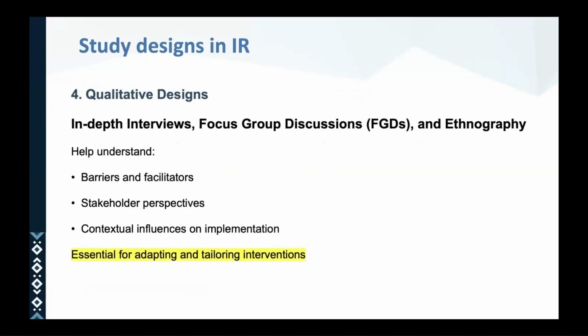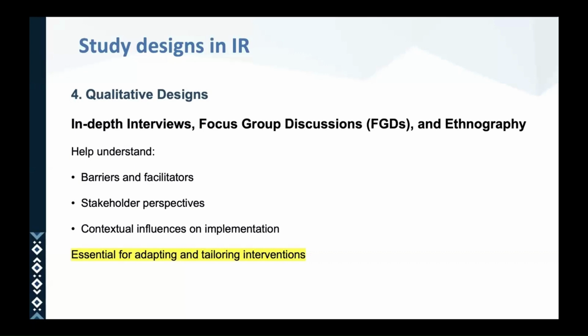Lastly, we have the qualitative designs. By qualitative, we use in-depth interviews, focus group discussions, and ethnography to help us understand the barriers and facilitators, to understand stakeholders' perspectives and contextual influences on our implementation.